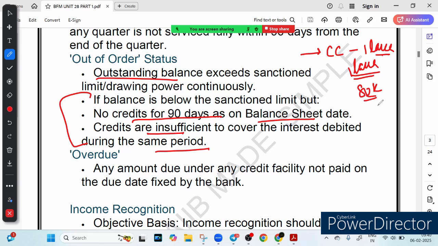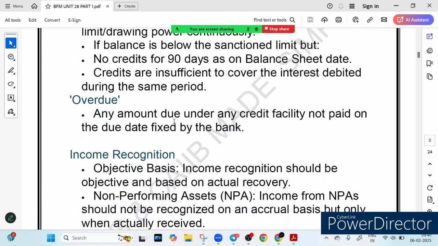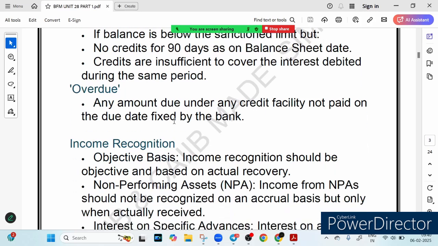And the second condition is that if the credit for that period is not sufficient to cover the interest debited during the same period, right? Then also the account will be called out of order. So remember, these are the special rules for CC account, cash credit account. Now the second thing is that this means the account is practically inactive or is struggling and the bank sees it as a warning sign.